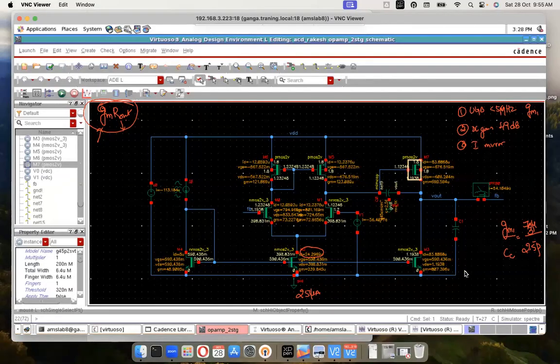What happens if size increases? If size increases, our VG will move slightly up. Why? Because this size is better. There is a lesser requirement for VGS now. This drop becomes lesser, so it moves up. Let's quickly simulate it.